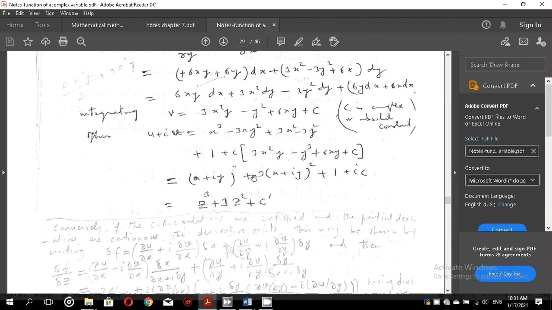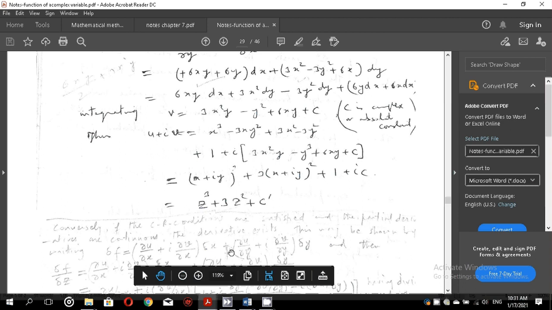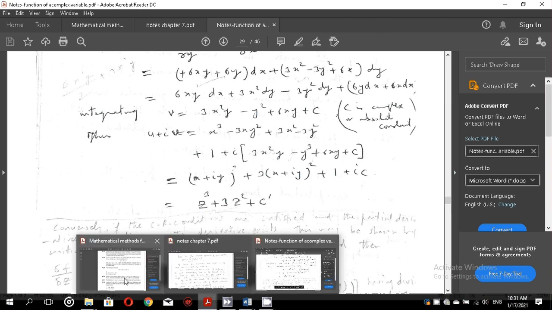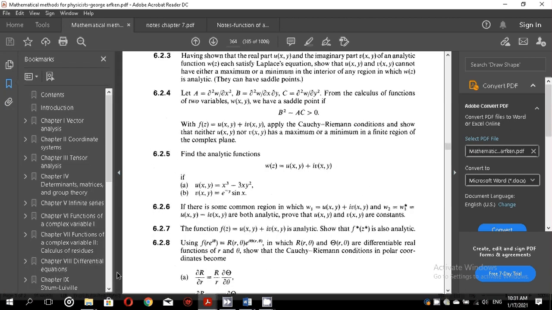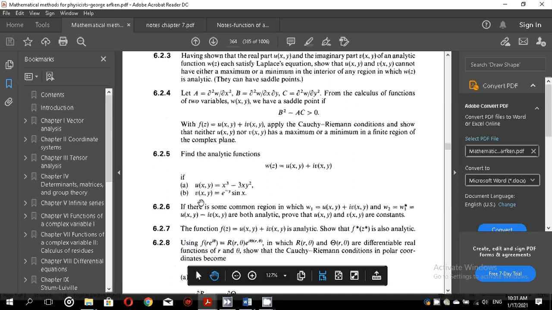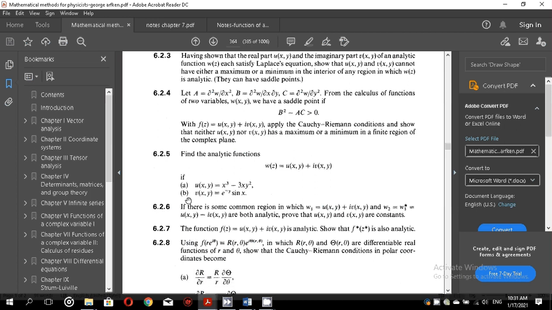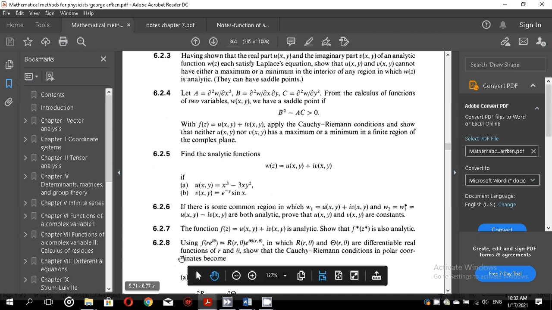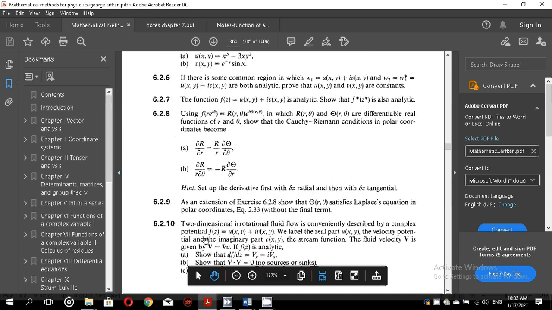So this is the solution of the part A of this exercise, exercise 6.2.5, and on similar lines you can find the solution of the part B. So that was the exercise and its solution 6.2.5. The next important problem I have selected is 6.2.8. Here we have to derive the CR conditions in polar coordinates.